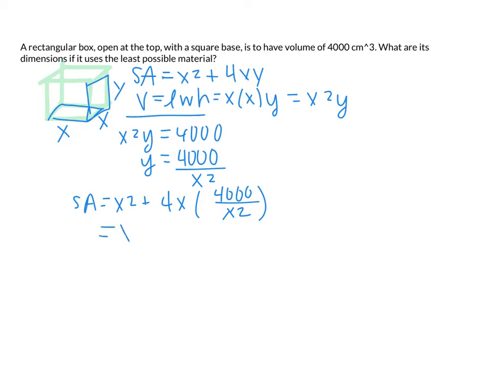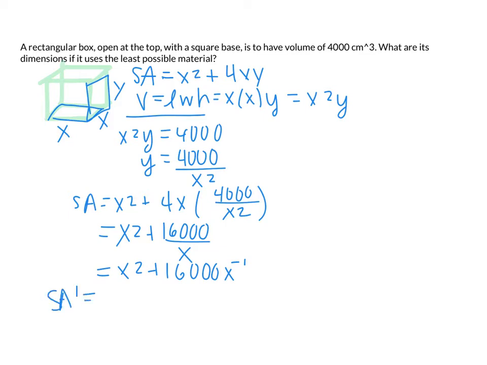So then you do the math on that: x squared plus 16,000 over x, because that cancels out, and you want to rewrite that with an exponent because it'll be easier to take the derivative. x squared plus 16,000 x to the negative 1. So then your derivative for surface area, because that's what you want to minimize, would be 2x minus 16,000 x to the negative 2. And then you want to let your derivative of the surface area equal 0, because when it's 0, it's at a minimum or a maximum.